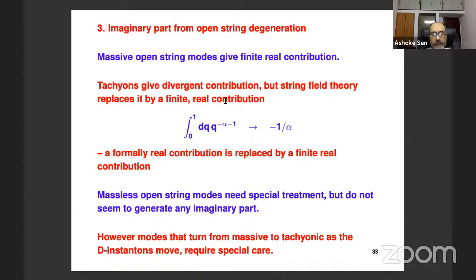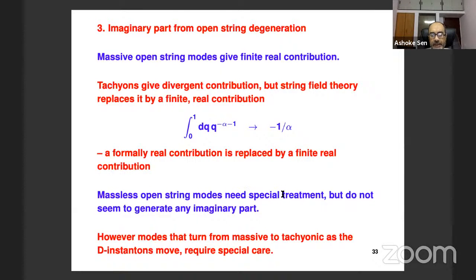So tachyons give divergences of this kind with positive alpha. And string field theory tells us that when you have encountered divergences of this kind at q equal to 0, you replace it by -1 over alpha. So you are replacing a formally divergent contribution by a finite and real contribution. So this also doesn't give any imaginary part.